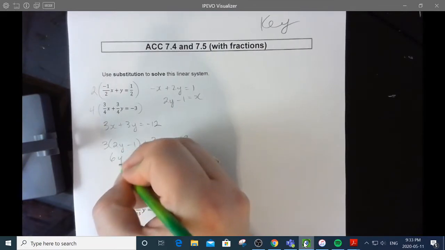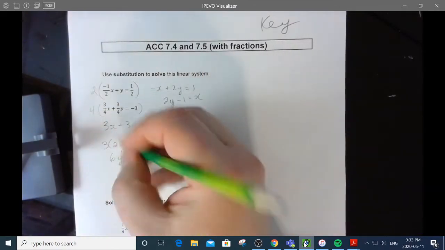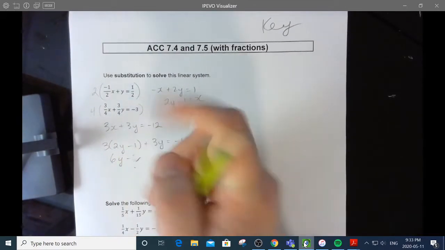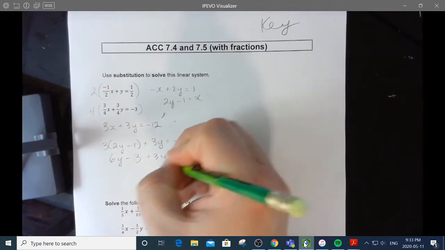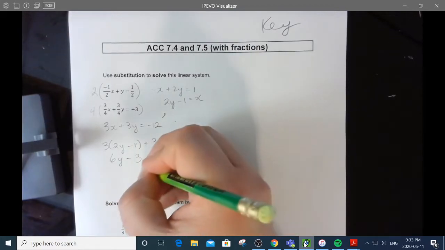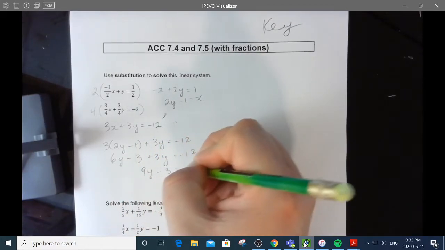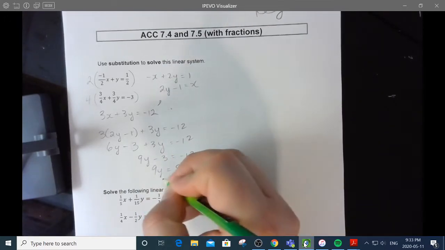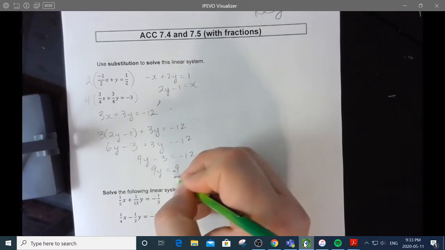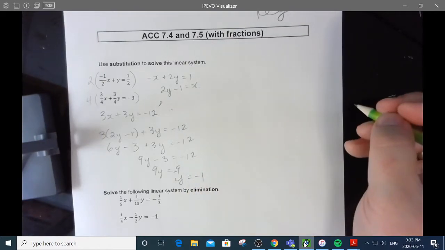And that's going to be 6y minus 6. 3 times 1 is not 6. 6y minus 3 plus 3y equals negative 12. 6y's and 3y's is 9y's. Minus 3 is negative 12. Then I'm going to add 3 to both sides of the equation, so 9y equals negative 9, sorry. And then y is equal to negative 1 as the solution.